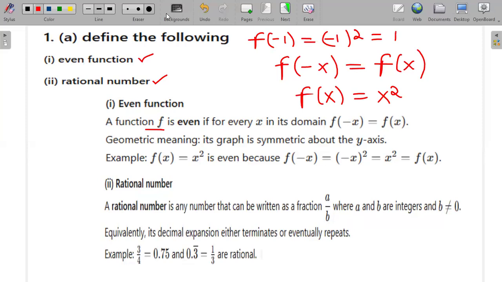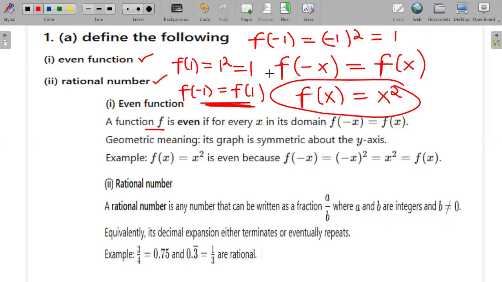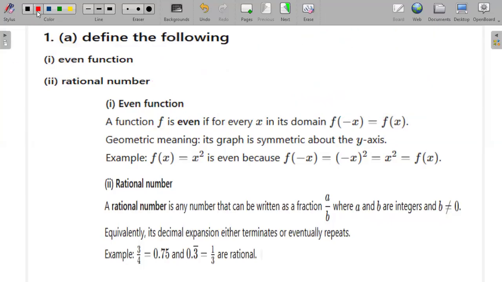If again you put f of 1, which is the positive x now, it's still going to give you 1 squared, which is 1. So we see that f of minus 1 is equal to f of 1. Since these two are equal, this function is going to be even. So that's how you simply define an even function. You say a function f is even if for every x in its domain, f of minus x is the same as f of x. Right, so that's the definition there.